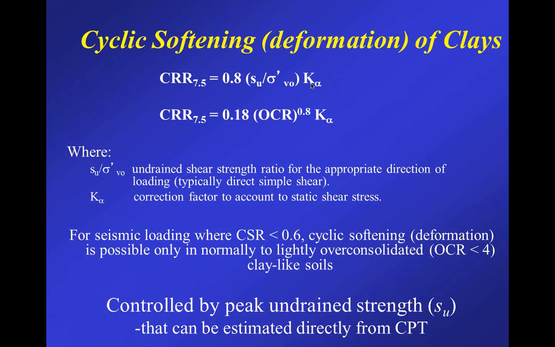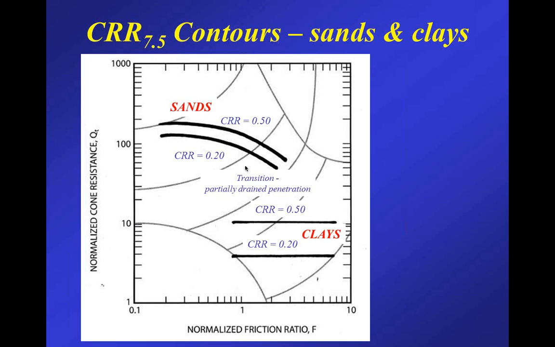So part of the strength is used by the static loading, and then the earthquake loading it can take before it starts to soften is reduced. The cyclic stress ratio is a function of this K alpha, which is in the range of 0.8 to 0.4 or 0.5, so a significant influence on loading from the earthquake. Cyclic softening or deformation tends to occur where the OCR is less than about 4, otherwise soils tend to be dilatant. You can estimate that directly from the CPT. The contours were based on case histories predominantly in sandy soils. In clays, the cyclic resistance ratio is controlled by OCR.